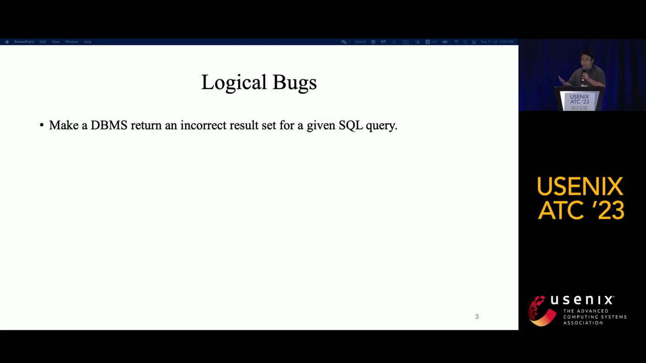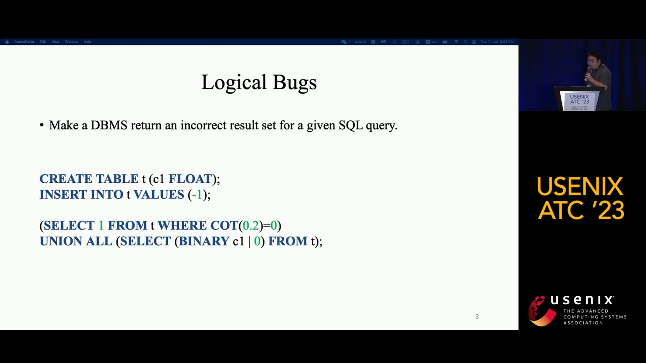Among various kinds of bugs underlying such systems, logical bugs are the most challenging ones, very difficult to discover. So what is a logical bug? Briefly speaking, a logical bug means that the DBMS can return an incorrect result set for a given SQL query. Let's look at this example.